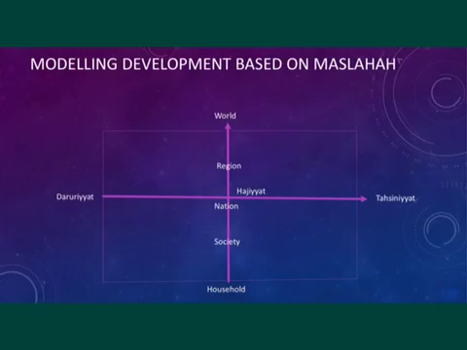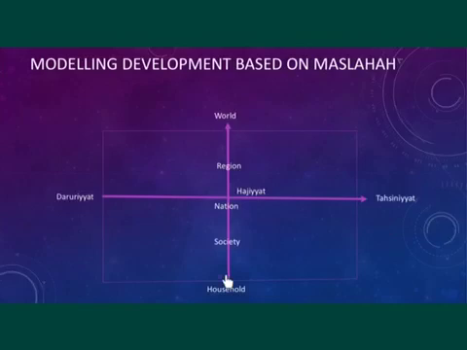Now, this is the model. It has two dimensions. The first one, the horizontal hierarchy, where we measure level of development based on Maqasid elements, such as the first one, daruriyat, or basic necessities. The second level here is hajiyat, or convenience, and the third level is tahsiniyat, or embellishment.